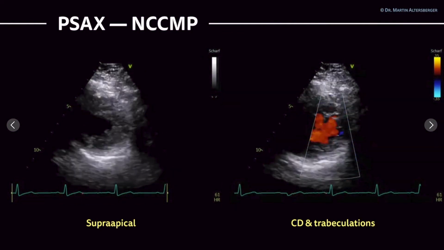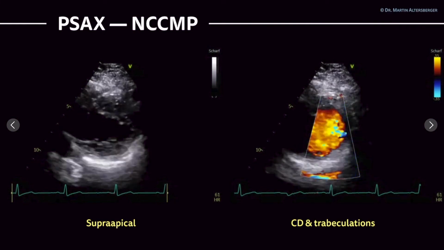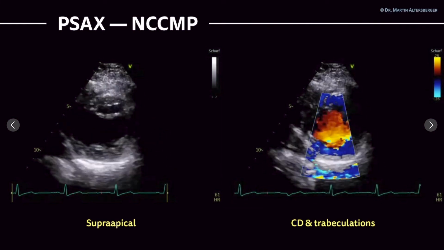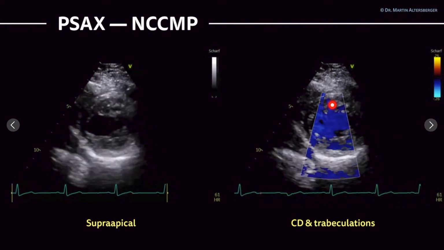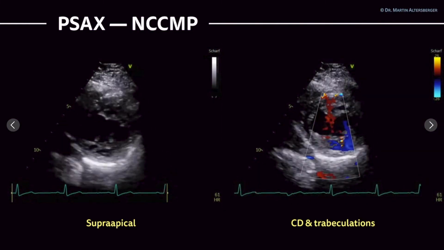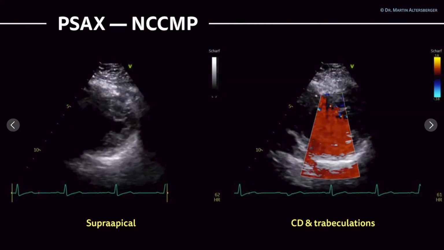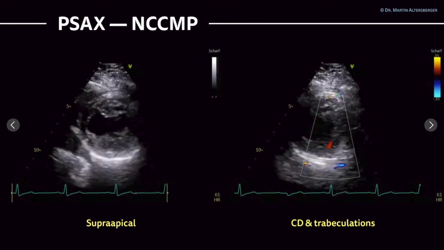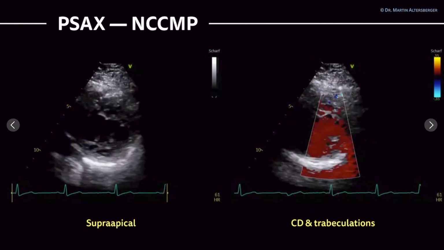Furthermore, you can use color Doppler. You have to reduce the PRF to approximately 30 centimeters per second, and then you can even visualize the trabeculations and the blood flow in the trabeculations way better, and this again points towards non-compaction cardiomyopathy. Optimally, in this case, you use contrast imaging, but contrast will be the topic of another lecture.